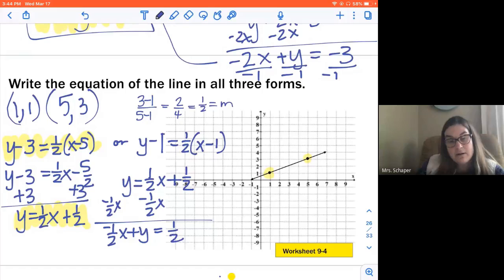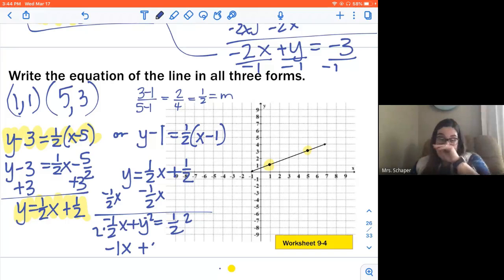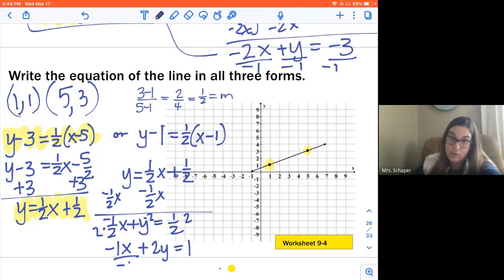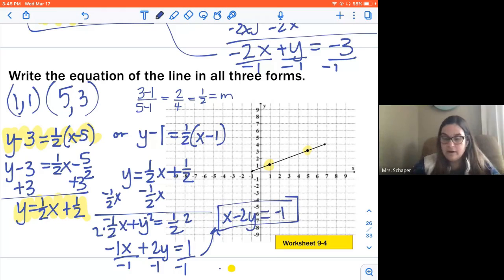So from here, I can't have any fractions. So I'm going to multiply everything by 2. So negative 1x plus 2y equals 1. And my a can't be negative. So I'm going to multiply or divide everything by negative 1. And so I'm going to have that x minus 2y equals negative 1. And there is my standard form.